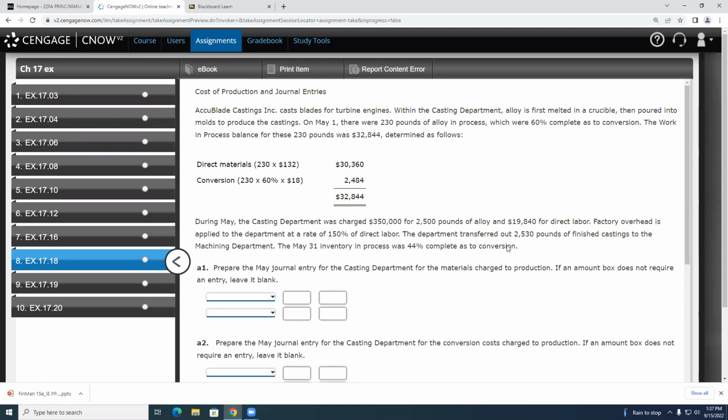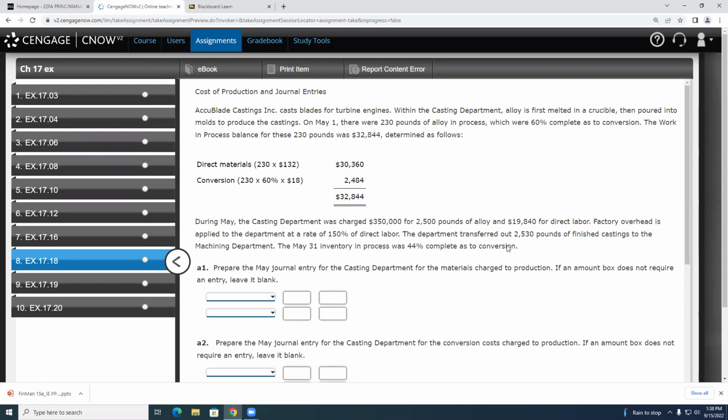AccuBlade Castings Incorporated casts blades for turbine engines. Within the casting department, alloy is first melted in a crucible, then poured into molds to produce the castings. On May 1st, there were 230 pounds of alloy in process, which were 60% complete as to conversion. The work in process balance for these 230 pounds was $32,844. And you can see the breakdown there of direct materials and conversion costs. So our assumption is always that the direct materials are added at the beginning of the process, and then the conversion costs, consisting of direct labor and overhead combined, are incurred uniformly throughout the production process.